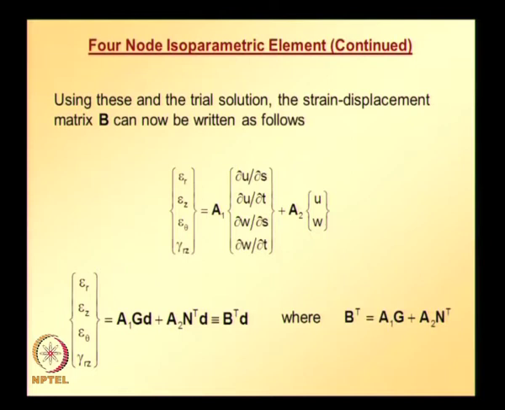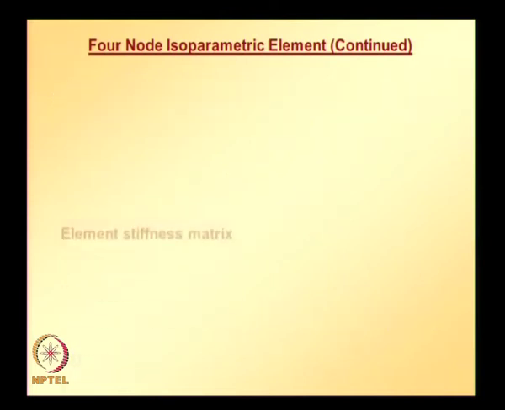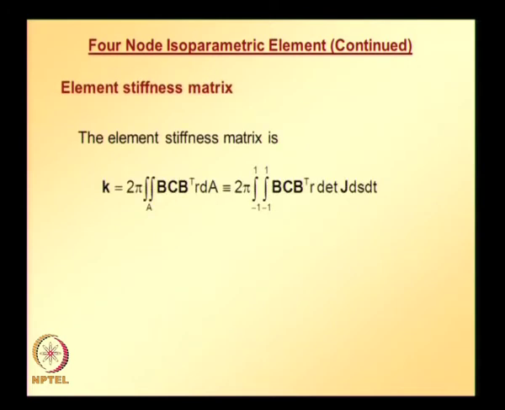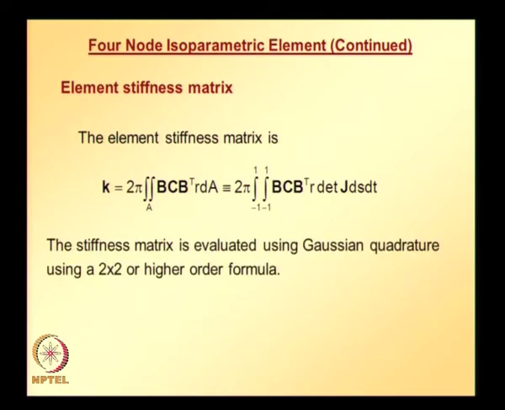So, with this definition of strain, we can easily assemble the element stiffness matrix. The element stiffness matrix is defined like this, and since B, the strain displacement matrix for the 4 node axisymmetric isoparametric element that we are looking at, is not a constant, we need to adopt some kind of numerical integration scheme to evaluate or approximate this integral to get the element stiffness matrix. So, we can use Gauss quadrature. The element stiffness matrix is evaluated using Gauss quadrature, using a 2 by 2 or higher order formula if required.